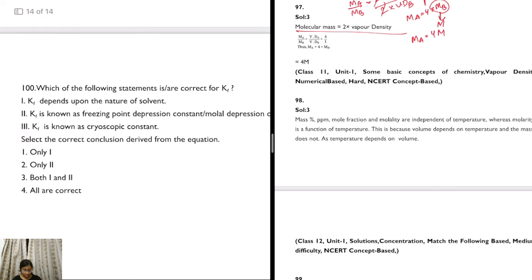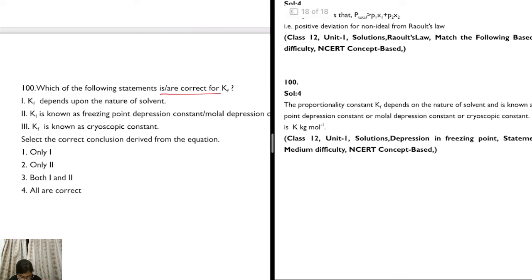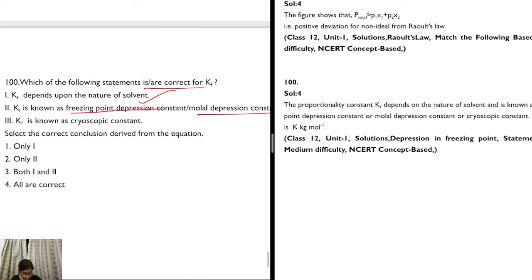Let's see the last question. Which of the following statements are correct for Kf? Now, the proportionality constant Kf depends upon the nature of the solvent. It is also known as freezing point depression constant, molal depression constant, and cryoscopic constant. So, therefore, all the statements are correct. And its unit would be kg Kelvin mole inverse.